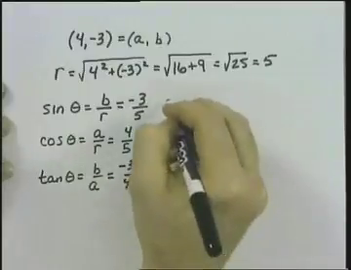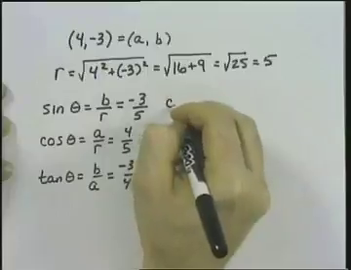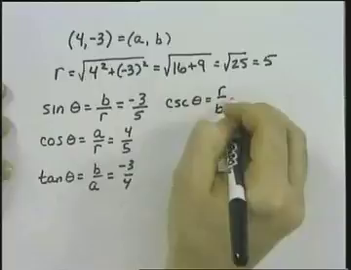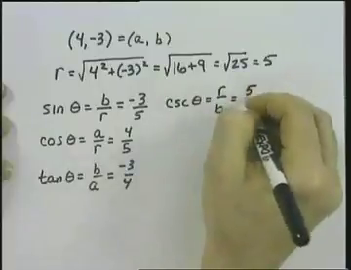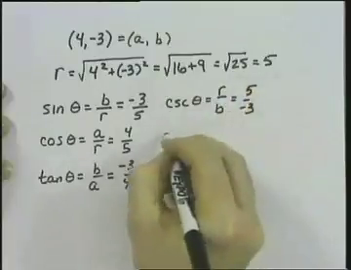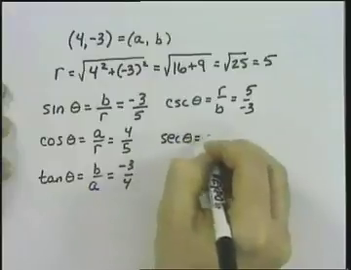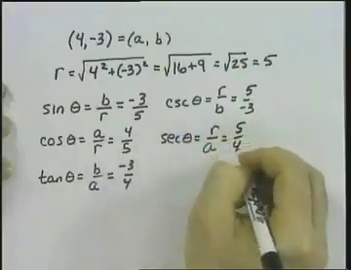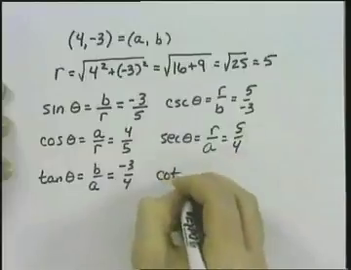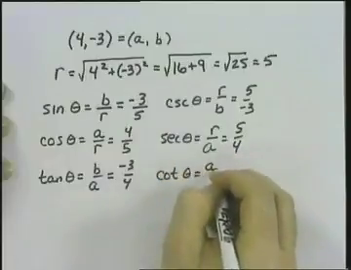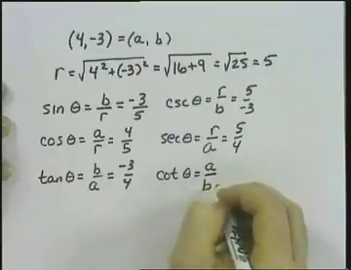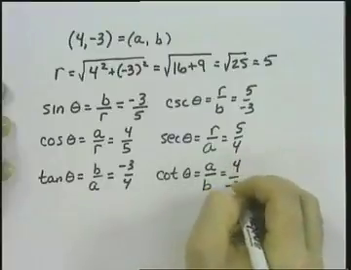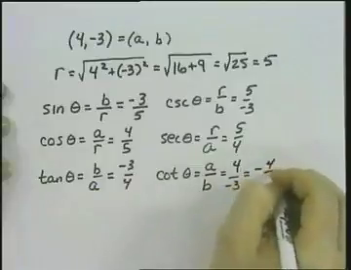And now we do the reciprocal functions. We're going to have the cosecant of theta is R over B. So that's going to be 5 over negative 3. The secant of theta is going to be R over A. So that's 5 over 4. And finally, the cotangent of theta is the x-coordinate over the y-coordinate. So that's going to be 4 over negative 3, or negative 4/3.